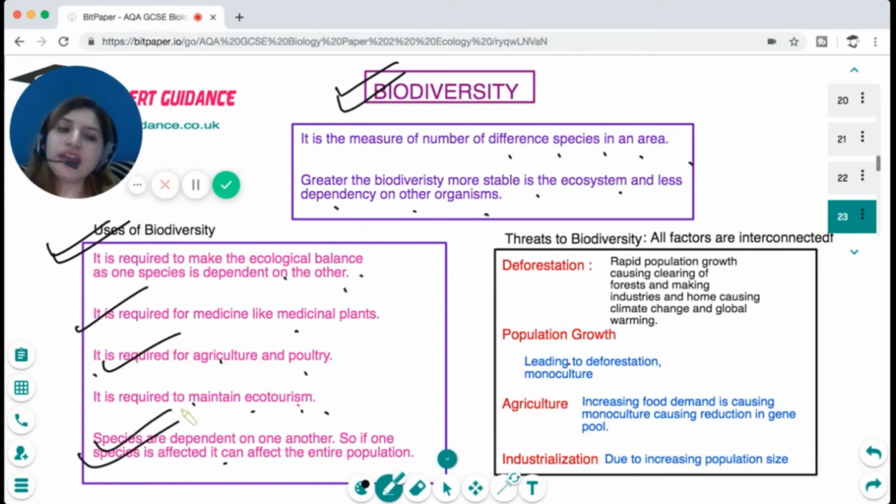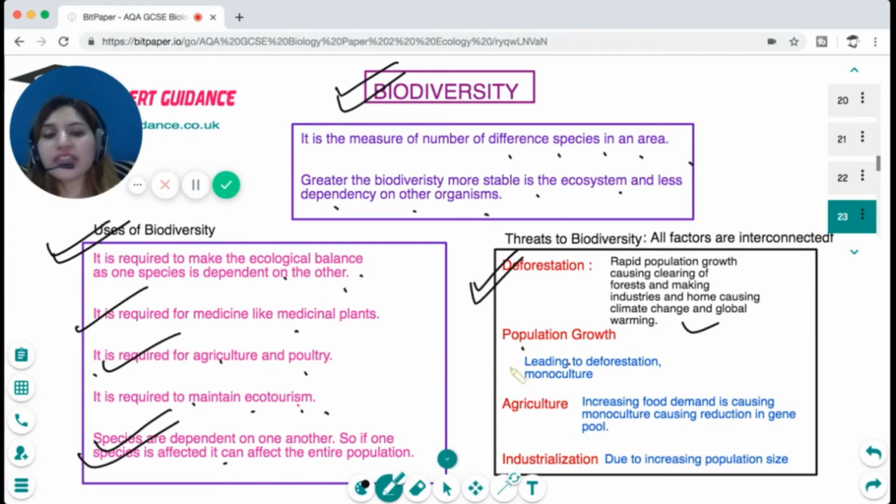Now, what are the major threats to biodiversity that we have? The biggest threat is deforestation, which is caused due to rapid population growth, where we are clearing up the forest for making industries and homes, which is causing habitat loss, climate change, and global warming.